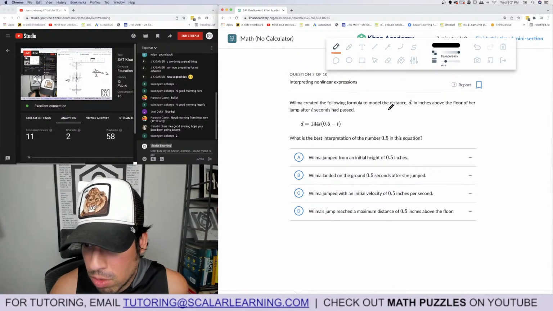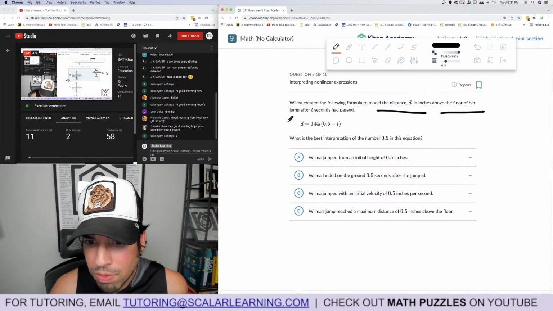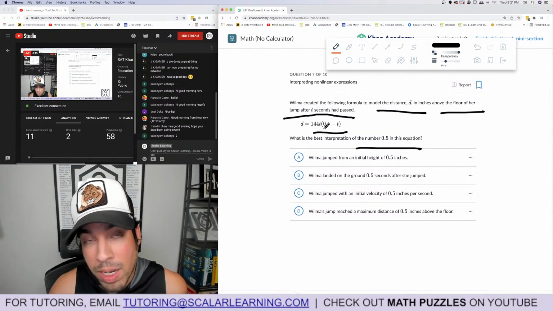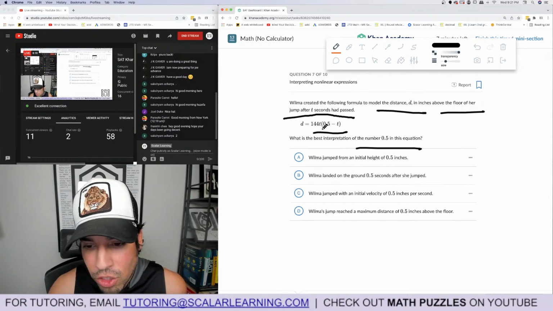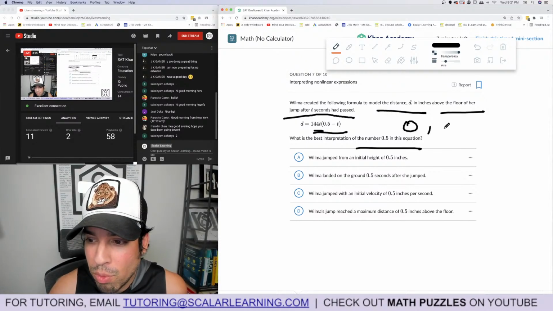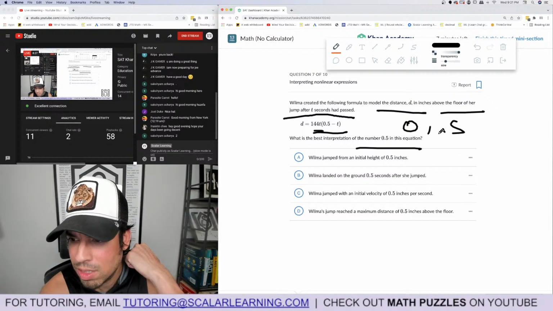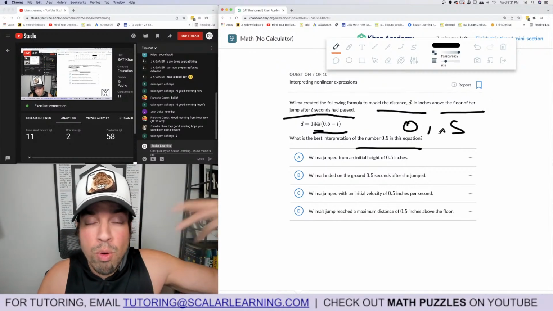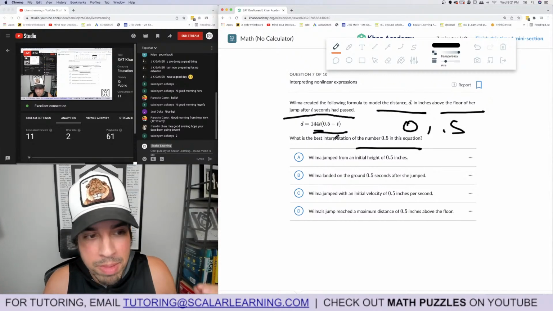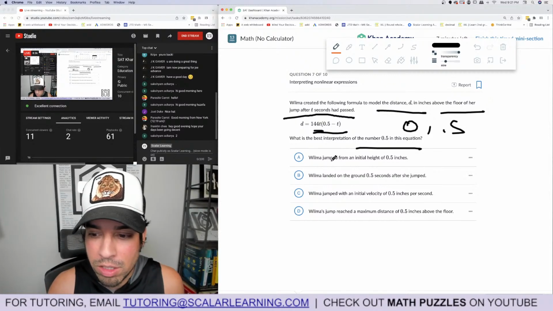Wilma created the following formula to model distance d in inches above the floor of her jump after t seconds. Okay, so what form is this in? I know it might look like vertex form, but it's not. This is actually intercept form because the two values that zero out d are 0, that's her starting at 0, and 0.5. What is it, seconds? Yeah, 0.5 seconds. So 0.5 seconds is one of the intercepts, meaning it's where you're hitting 0, meaning it's when she hits the ground.